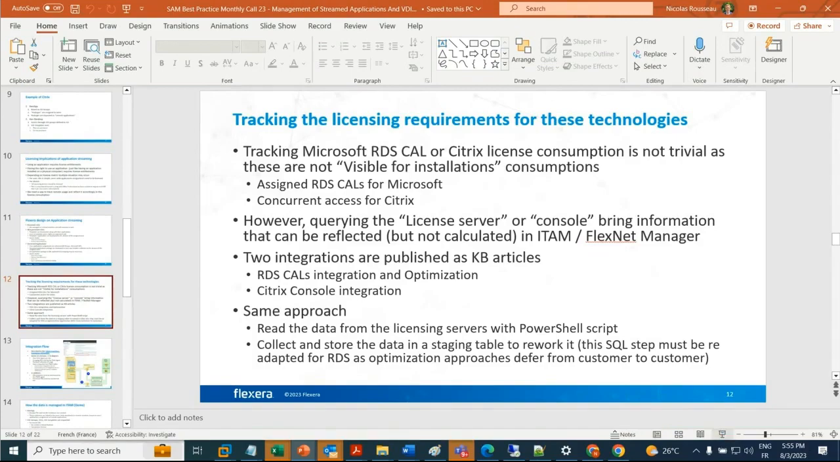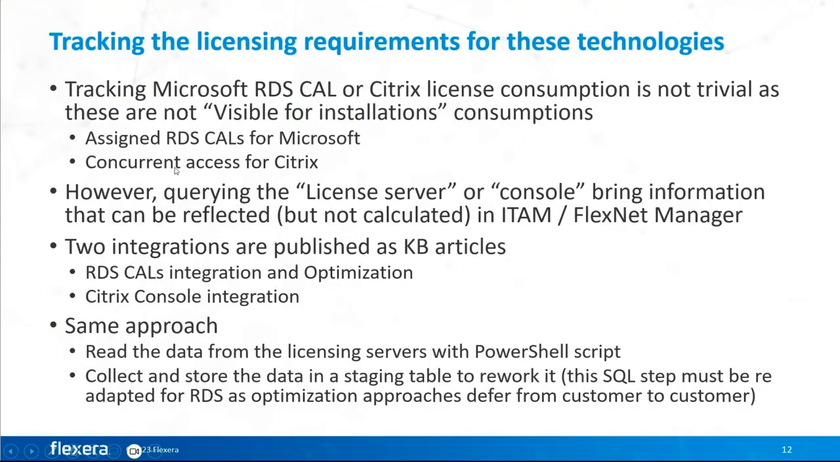Here we go. This slide is about how to track my Microsoft RDS CAL or my Citrix license consumption. The big point is that it's not trivial, because these are not visible from installations. It's not by counting the Citrix clients that you know your Citrix consumption. It's by knowing the number of concurrent accesses, which nobody knows except FNMEA. We have a tool that does concurrent usage: FlexNet Manager for Engineering Applications, or the Citrix console.